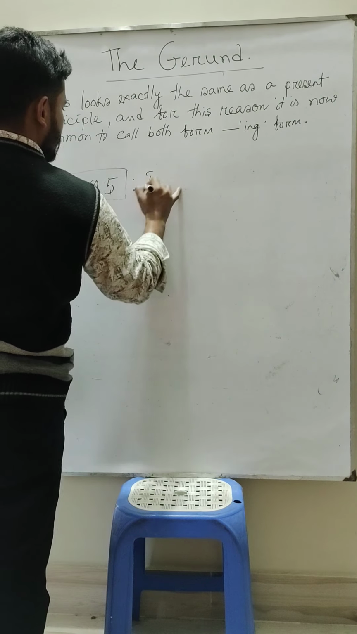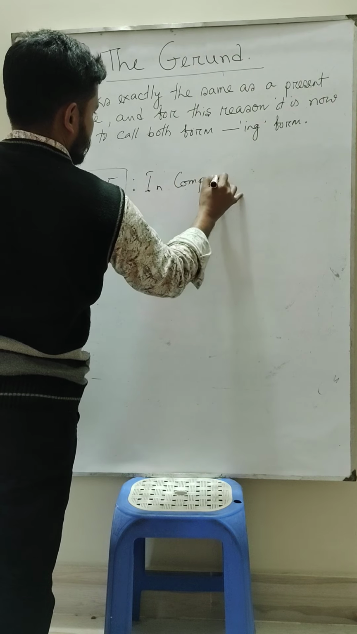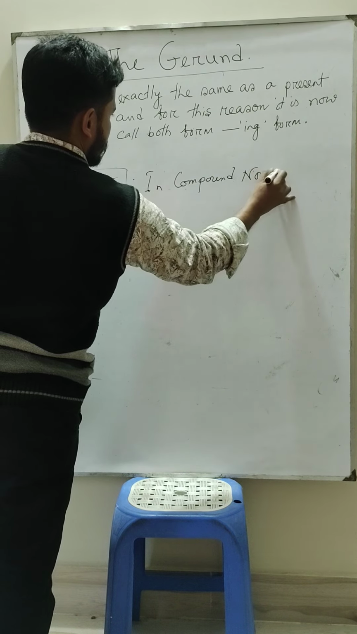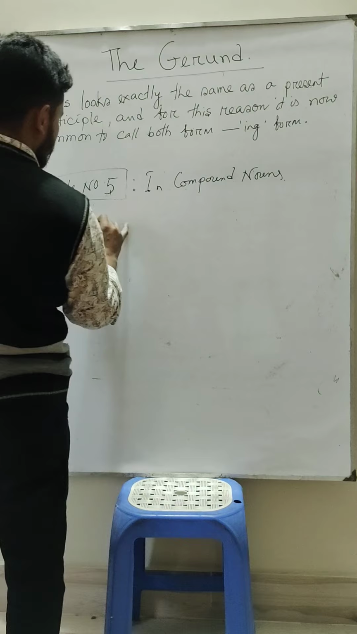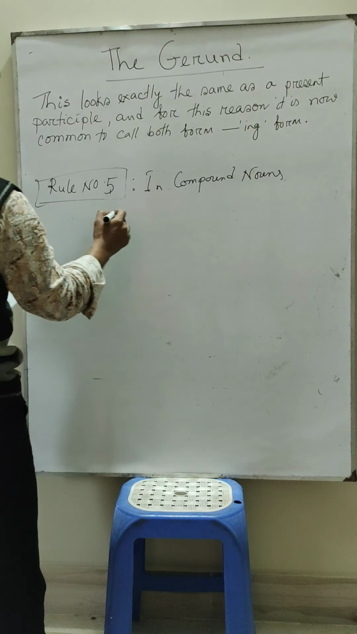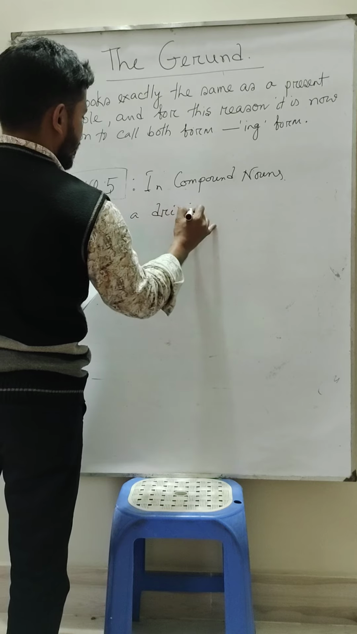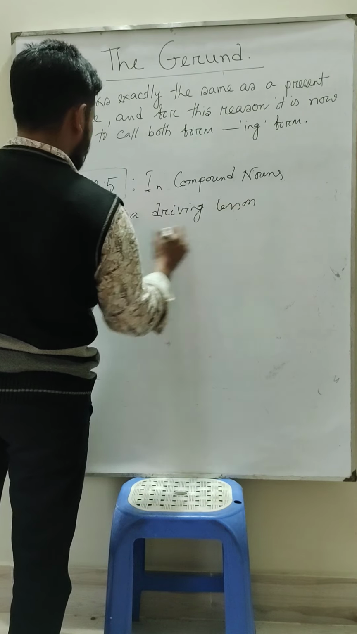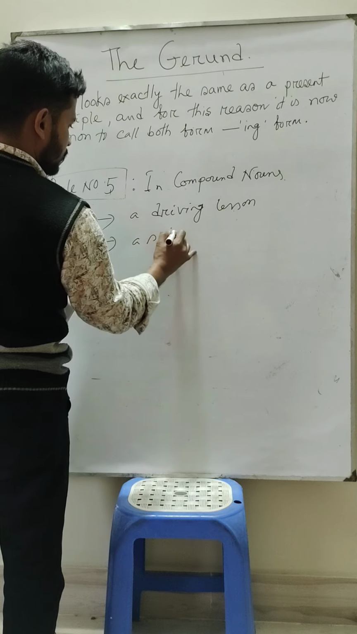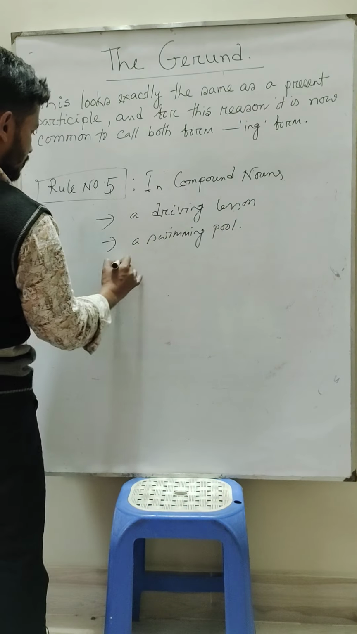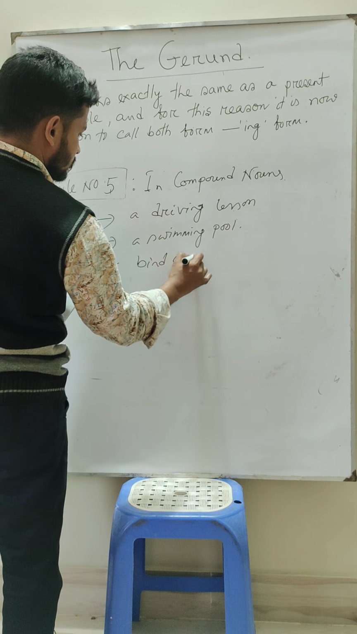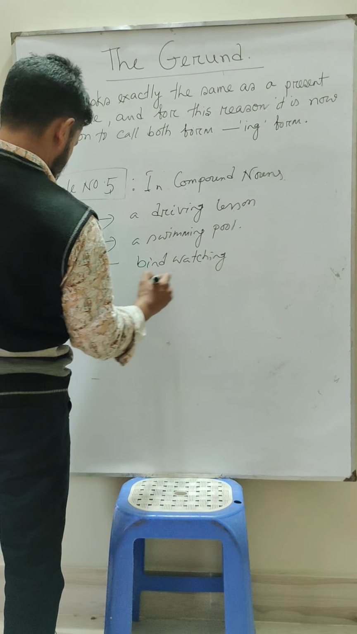Rule number 5. In a compound noun, so which are the compound nouns? Please see the examples: a driving lesson, a swimming pool, bird watching, train spotting.